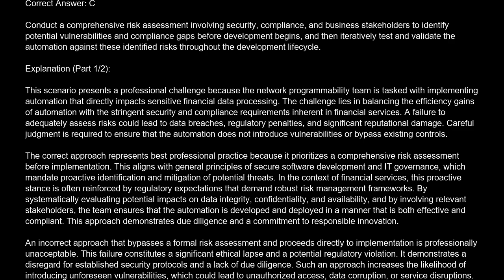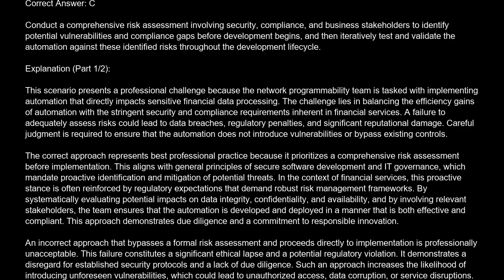A failure to adequately assess risks could lead to data breaches, regulatory penalties, and significant reputational damage. Careful judgment is required to ensure that the automation does not introduce vulnerabilities or bypass existing controls. The correct approach represents best professional practice because it prioritizes a comprehensive risk assessment before implementation. This aligns with general principles of secure software development and IT governance, which mandate proactive identification and mitigation of potential threats.